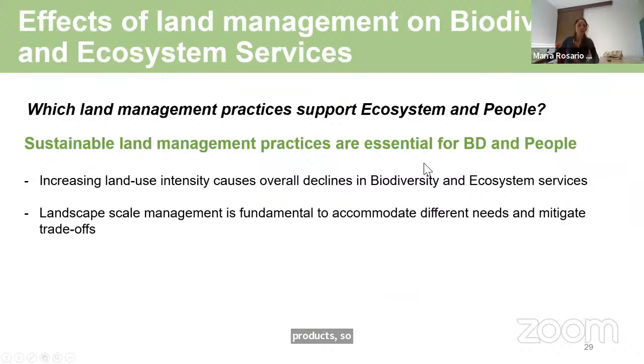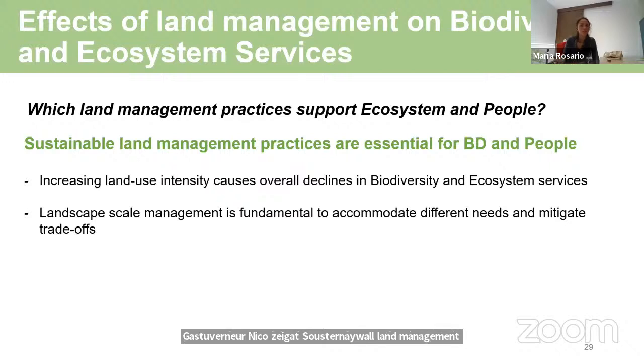So I wanted to keep it short because of the time, just to give you two hints of this part of my study. We could say that sustainable land management practices are essential for biodiversity and people. An increase in land use intensity causes overall declines in biodiversity and services, and landscape scale management, so thinking at the landscape scale, is fundamental to accommodate the different needs and to mitigate those trade-offs.